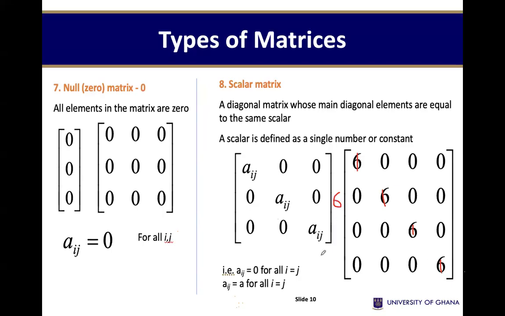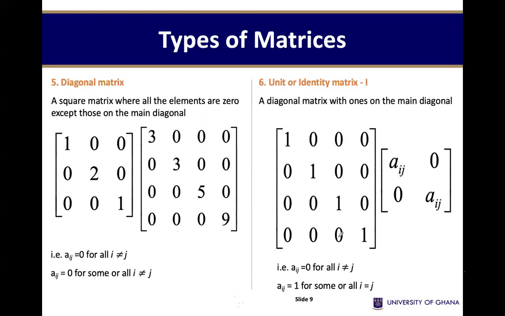So in this case, I can actually have a K with an I, whereby here the K is a 6, the I will be the unit matrix. Sir, what is a unit matrix? The unit matrix is here.